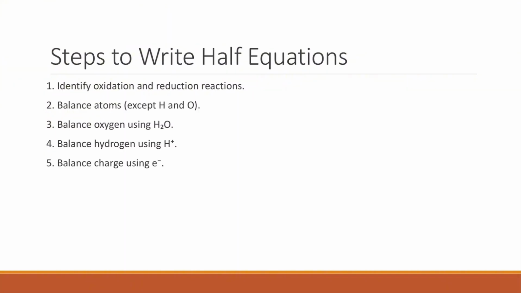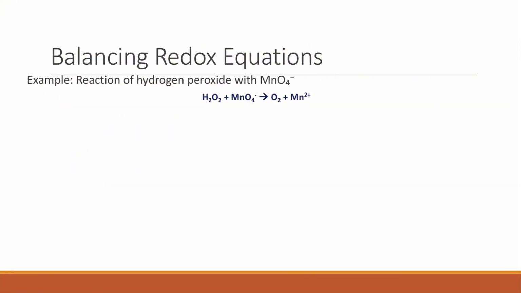How to write the half equation? There are certain steps or rules you need to follow when you write your half equation so you can write it correctly and easily. So let's practice rather than mentioning these steps. If we have this redox reaction between hydrogen peroxide and manganate to give you oxygen and manganese, and we want to write the balanced redox equation, first of all, we need to write the half equations. So when we write the half equation, we will write it for the oxidation and for the reduction.